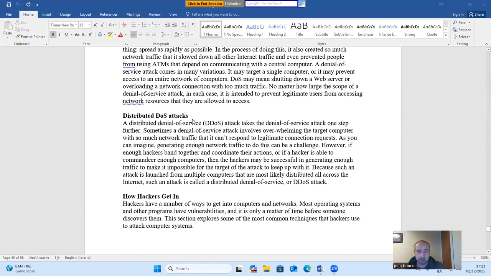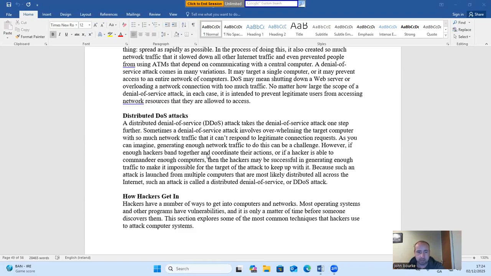Distributed DOS attacks. A distributed denial of service, DDoS, attack takes the denial of service attack one step further. Sometimes a denial of service attack involves overwhelming the target computer with so much network traffic that it can't respond to legitimate connection requests. As you can imagine, generating enough traffic to do this can be a challenge.